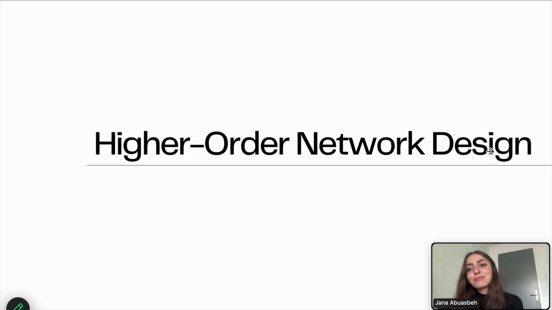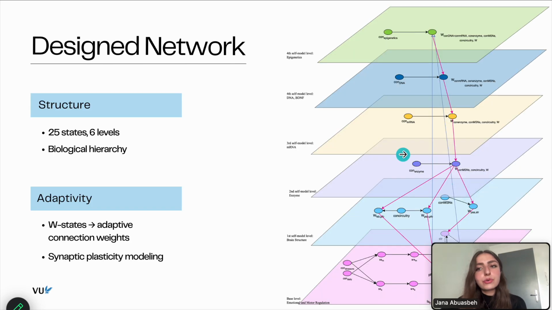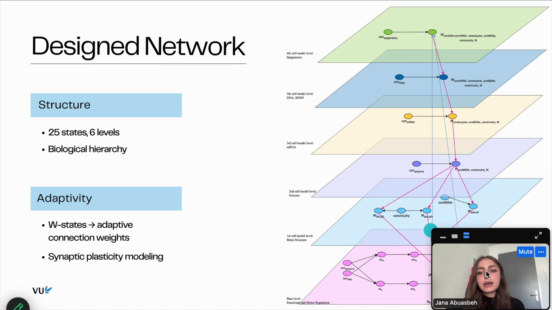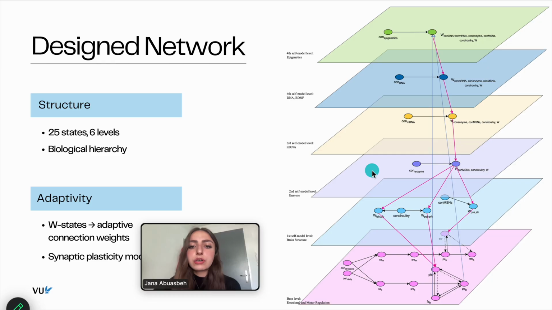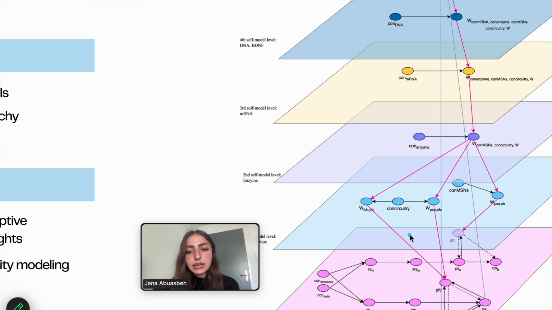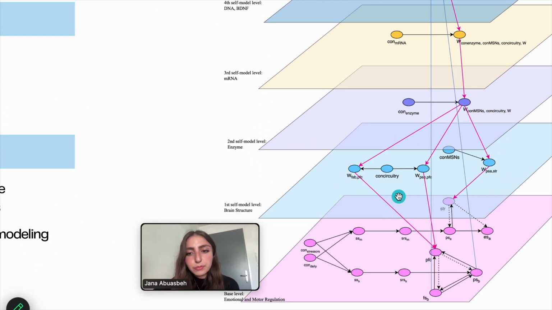Now that I've demonstrated these complex biological processes, let's move on to the computational approach that I use. This model uses Professor Treur's approach, and this provides the ability to model these complex dynamics across many levels. Structurally, my model consists of 25 states across 6 levels, and these levels represent a sort of biological hierarchy. Let's start at the base level, which is the foundation of the model.